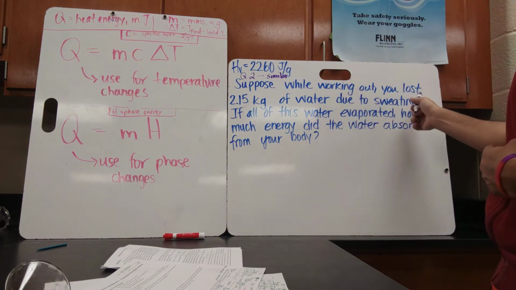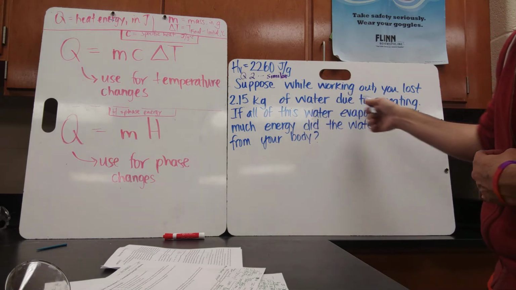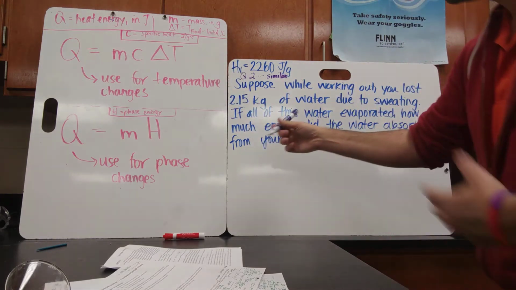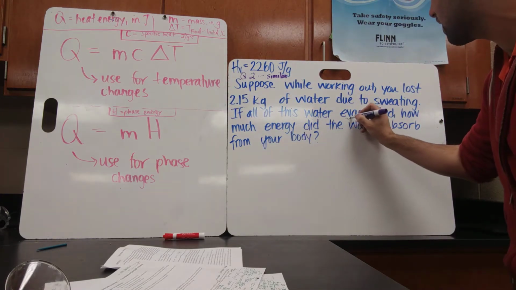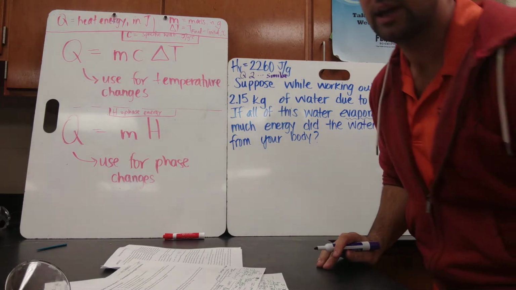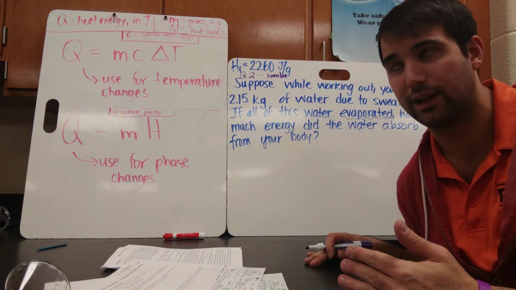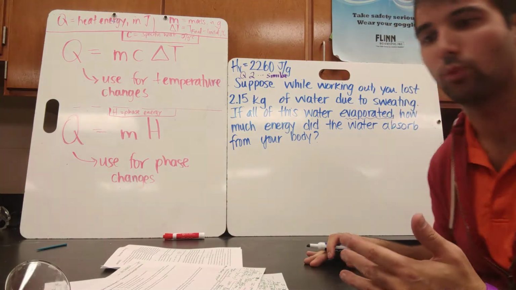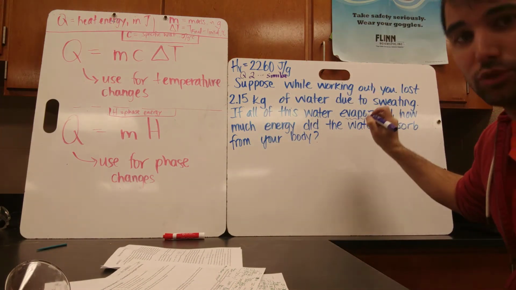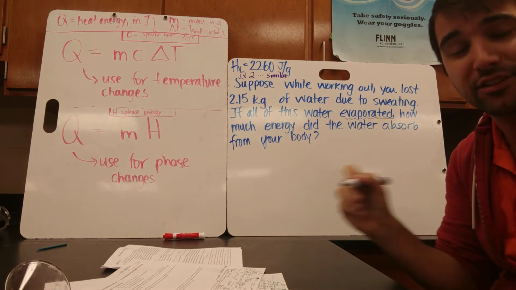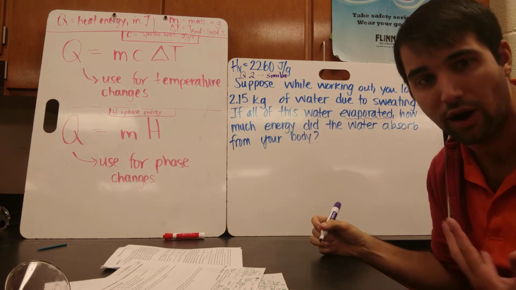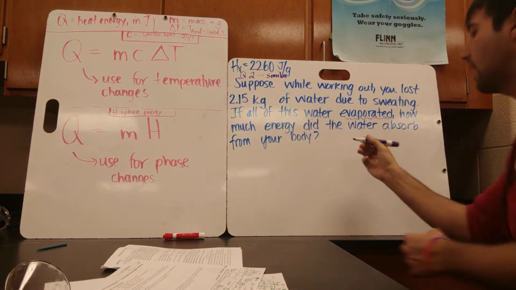Suppose while working out you lost 2.15 kilograms of water due to sweating. So the process of sweating, like water comes out and then you get dry. If all of this water evaporated, how much energy did the water absorb from your body? Now, did this question give me any temperature in it? No, you could assume that you're warm because you're sweating from working out, but there's no temperature in here, and it literally used the word evaporated. That is a phase change. So since this question deals with a phase change of a certain amount of water, I need to use Q equals M delta H.